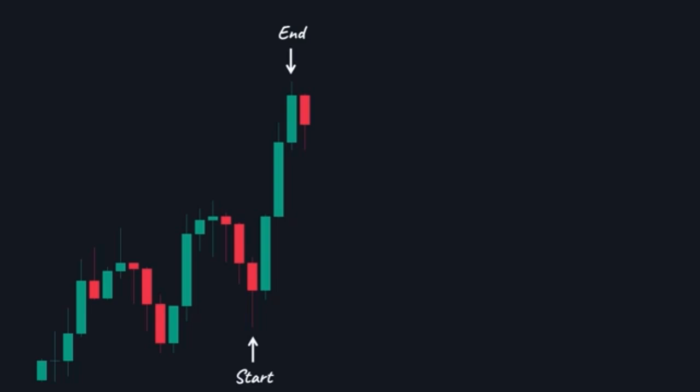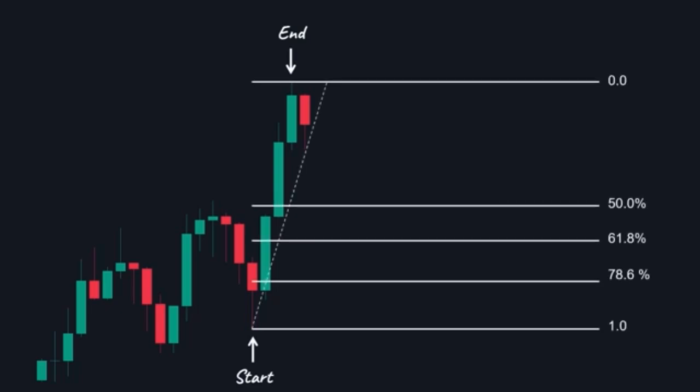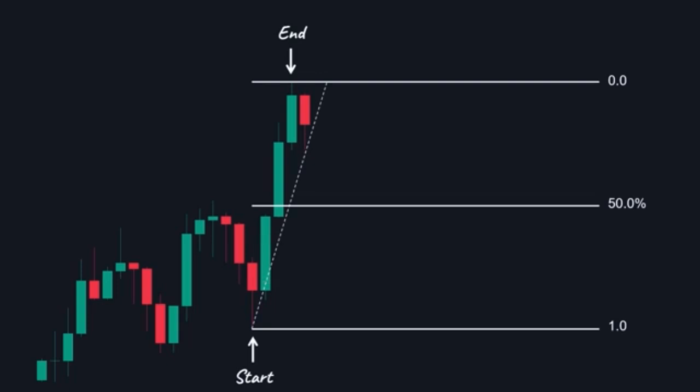We always apply this tool from the start of the impulsive wave to the end because it helps us identify the correction range. If you apply this tool, you'll notice that a bunch of levels appear on the side. All of these important levels will act as support and reject the price when it reaches them. As it goes lower, it shows a deeper retracement. But for now, we only need the 50% retracement level.